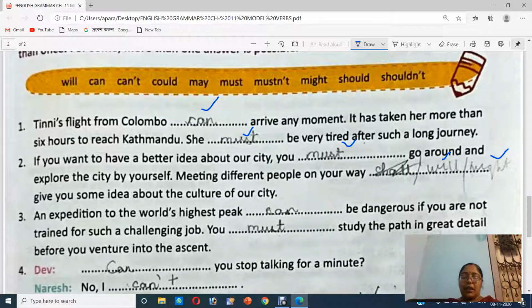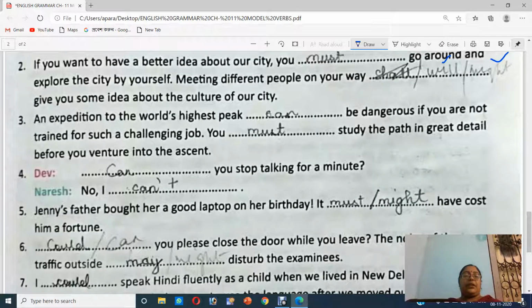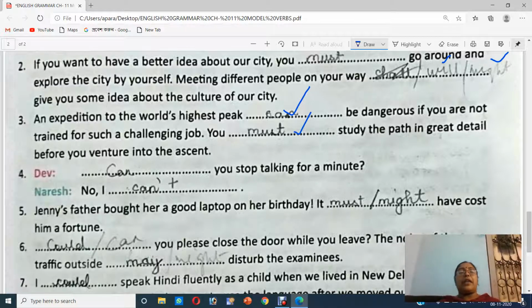Okay, now coming down here, number 3. An expedition to the world's highest peak can be very dangerous if you are not trained for such a challenging job. You must study the path in great detail before you venture into the ascent. Okay, done? Now number 4. Dave, can you stop talking for a minute? Naresh, no I can't. Okay.